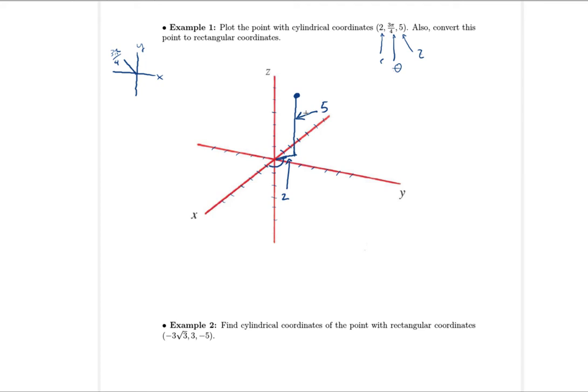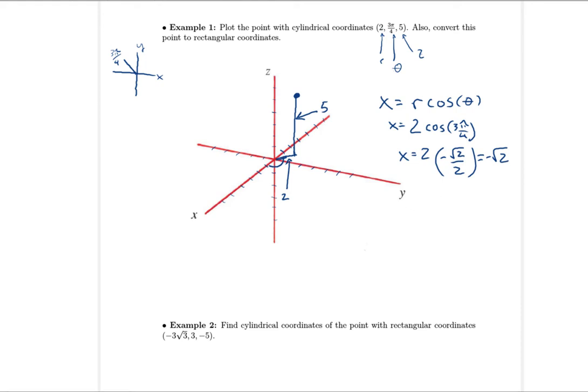Now it also asks us to convert those into rectangular coordinates. Okay, well I know that x is equal to r cosine theta. So for us, that's 2 cosine of 3 pi over 4. And the cosine of 3 pi over 4 is negative root 2 over 2, remembering our trig, which is negative root 2.